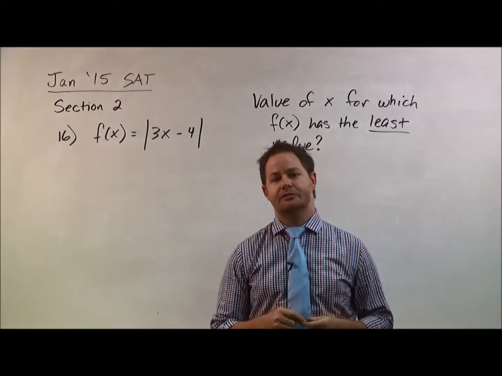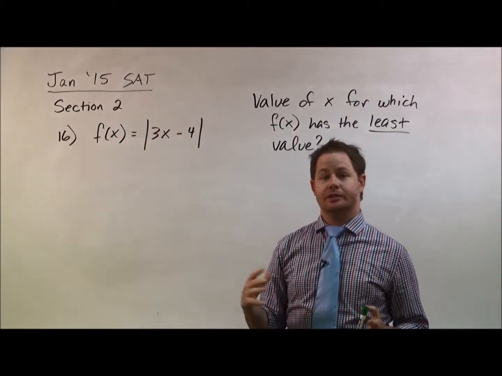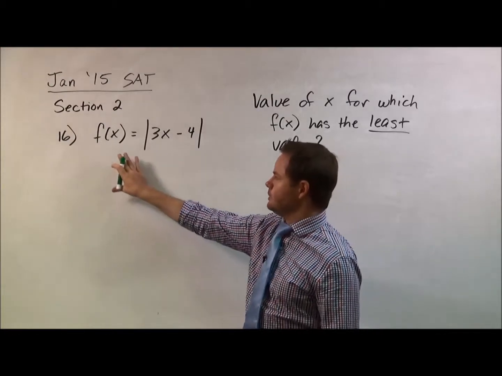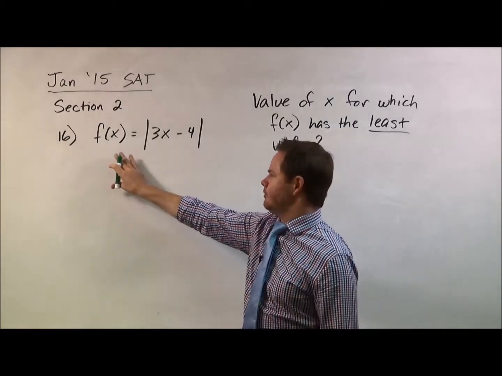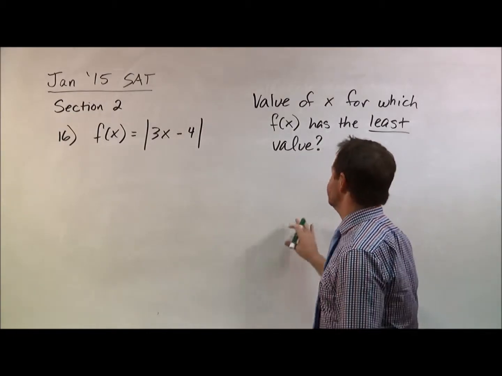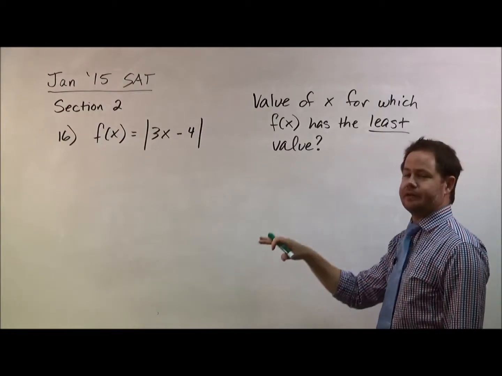Hi, I'm Chris, and in this video we're taking a look at question 16 from section 2 of this year's January SAT. So here we see an absolute value function. It says f of x equals the absolute value of 3x minus 4. And the question is asking us for the value of x for which f of x has the least value.